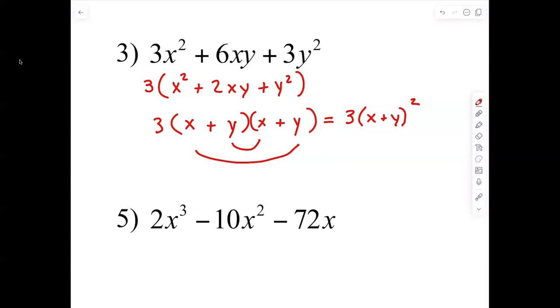Come on, Logan. I do not get how you go from 3x squared plus 2xy plus y squared to the second line. Look up now. Come on, it's super easy. Pay attention.